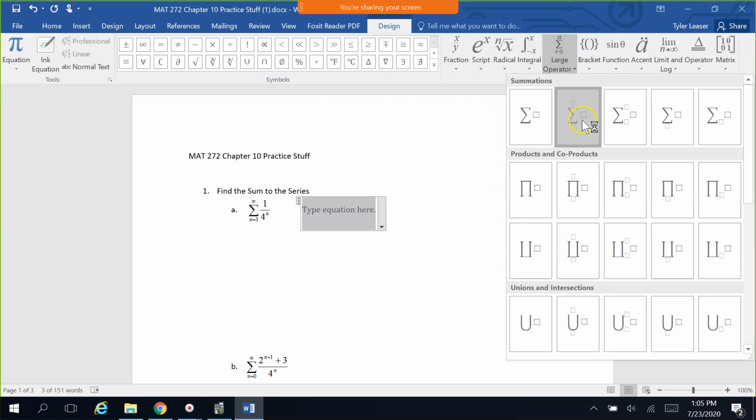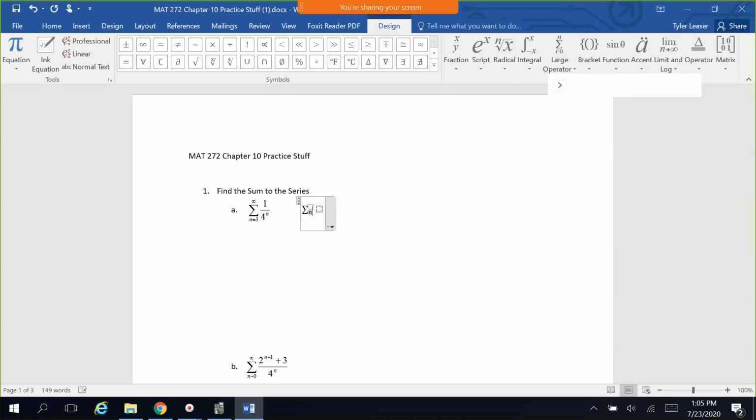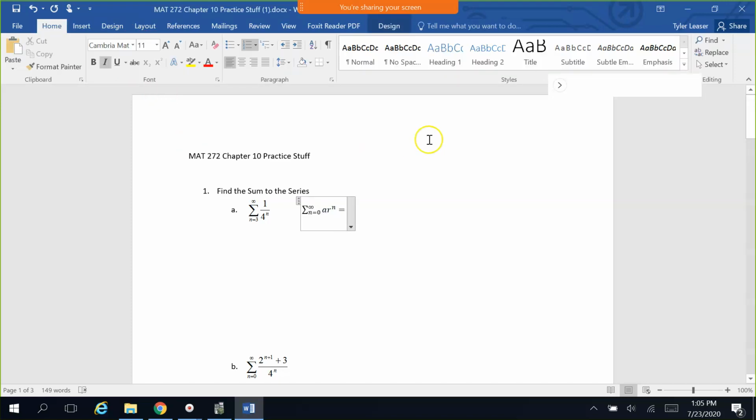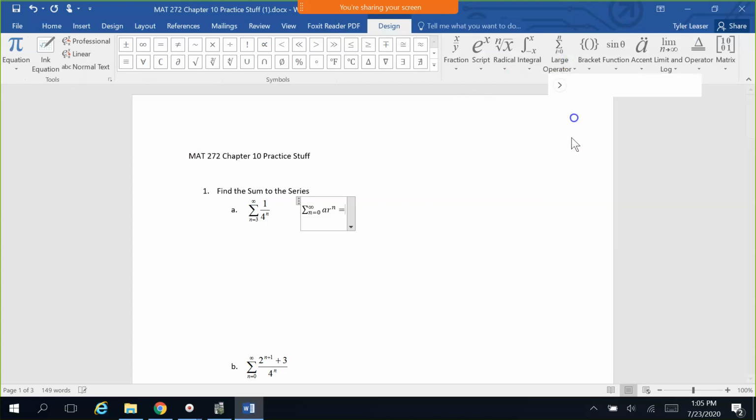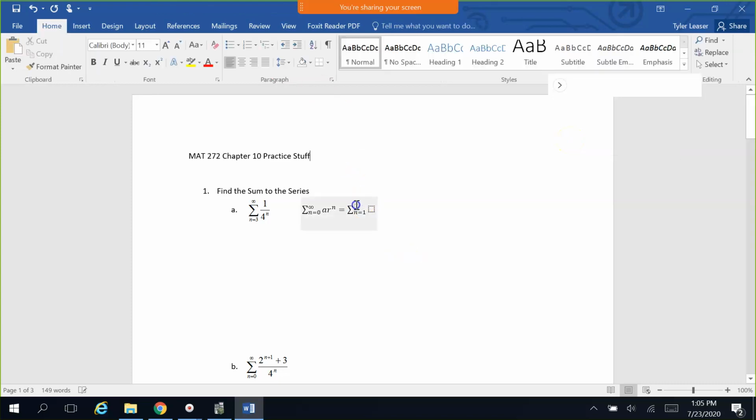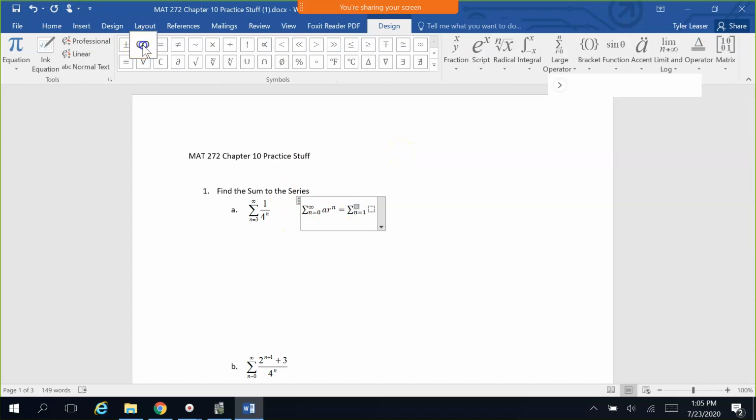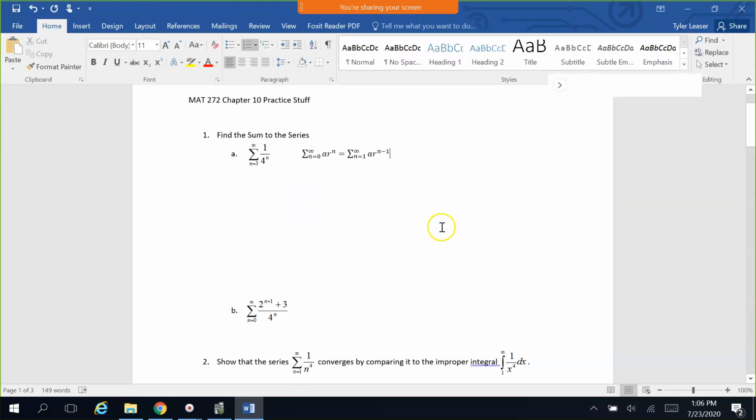Remember, we have two different versions. We have this one where the index starts at 0 to infinity, AR to the n. And then the same thing we could write like this, where the index starts at 1 to infinity, and then it's AR to the n minus 1. So it's just shifting the index over once. This example, though, has our index starting at 3, so we're going to have to do some weird stuff.